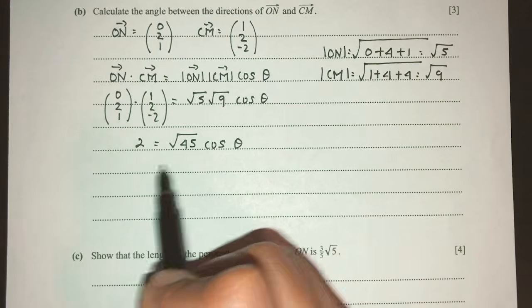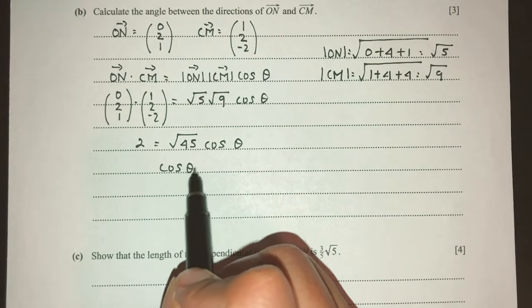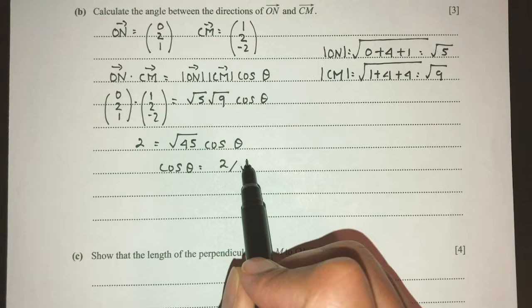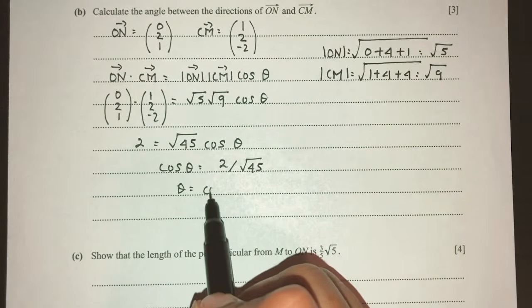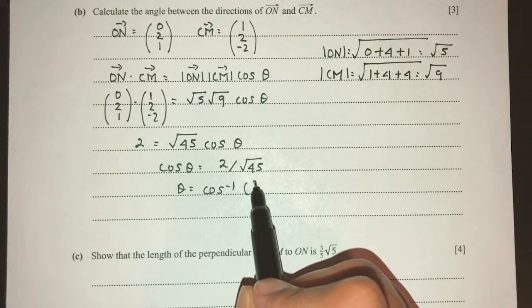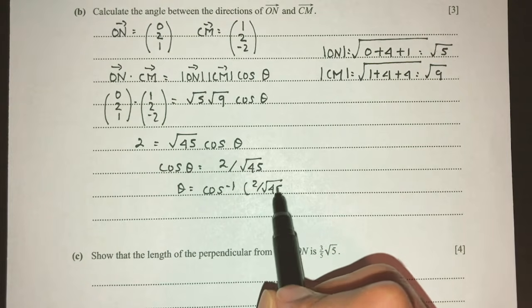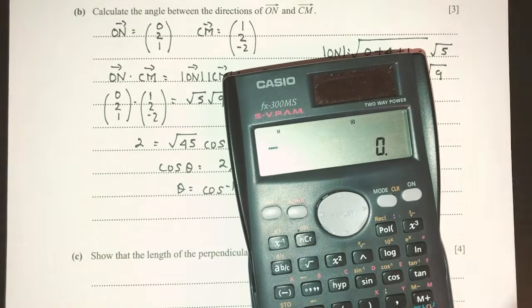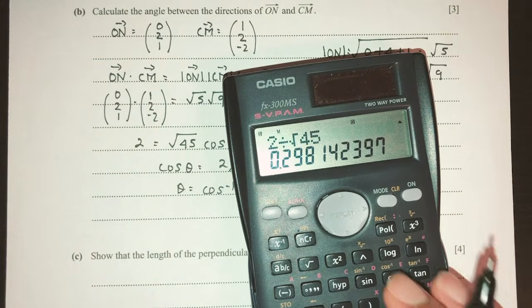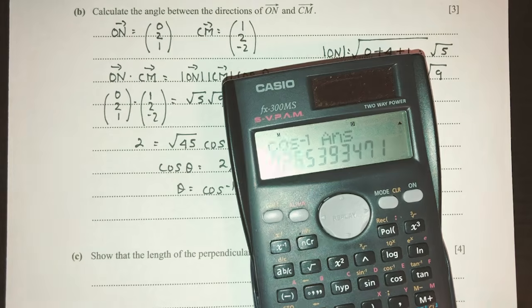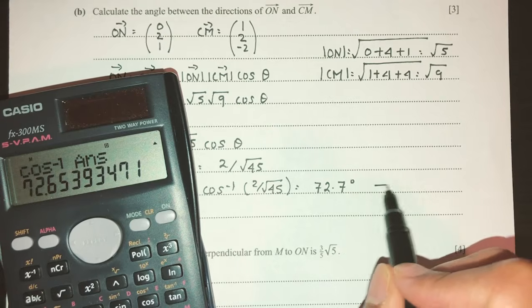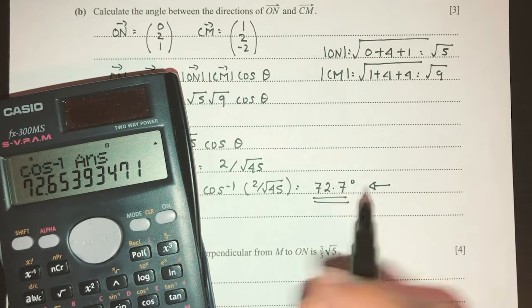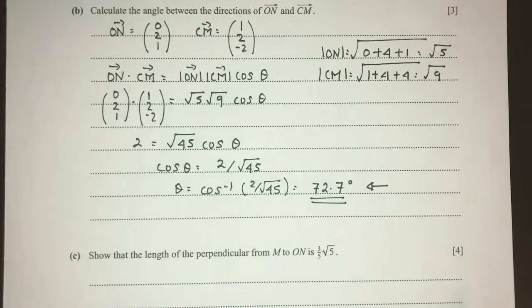Cos of theta is 2 divided by root of 45. So theta will be cos inverse of 2 divided by root of 45. Cos inverse of that gives you 72.6 degrees. Okay, that is the angle between those two directions. That is for part B.